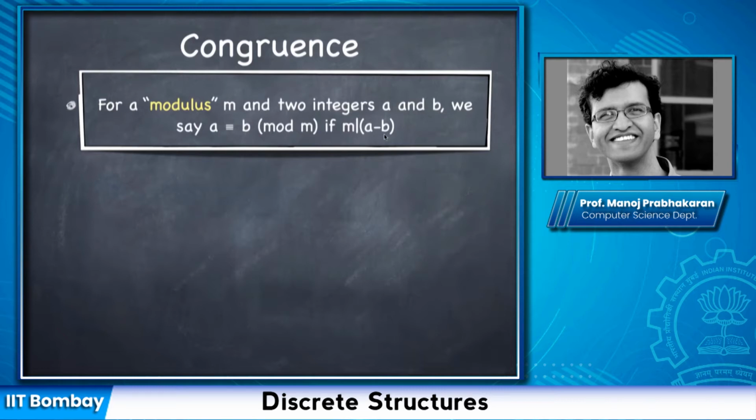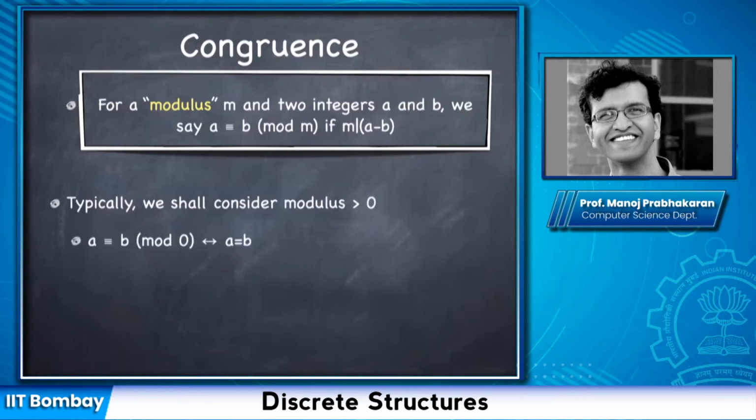Okay, so it's something you can define for any integers A, B, and M. And all you need to know is the notion of divisibility. However, we'll typically be interested in modulus values greater than 0, positive modulus values. The reason is that if M equals 0, then congruence with respect to 0 is the same as equality. A and B are congruent with respect to 0 only if 0 divides A minus B, but 0 divides only itself. So that means A minus B has to be equal to 0.